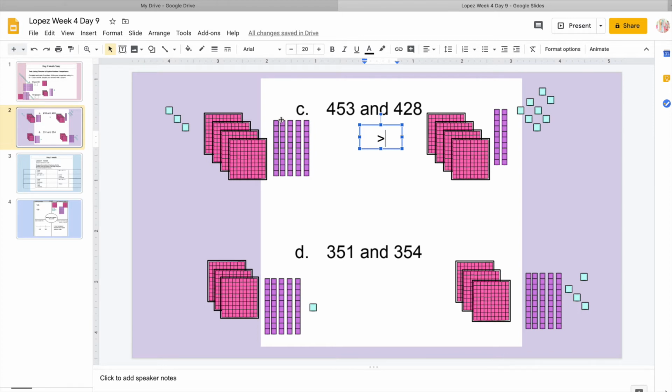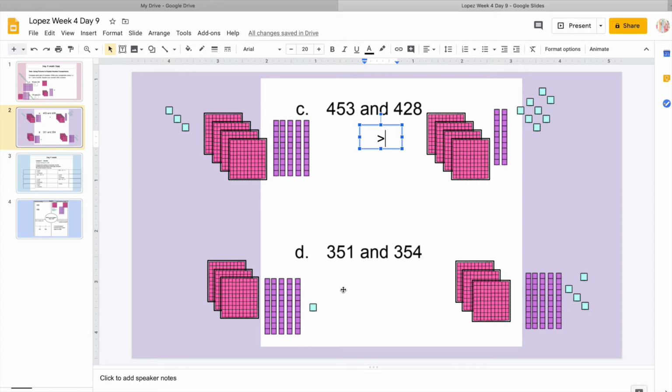And showing your work in blocks, you are just using those to represent each number. So here we have 453, 1, 2, 3, 4, that represents the 4. 1, 2, 3, 4, 5 10 bars, that represents the 5 in that tens column, and 1, 2, 3 ones, that represents the 3 in the ones column. And again, the same thing with 428. We have 1, 2, 3, 4 to represent the hundreds, 1, 2 tens to represent the tens column, and then we have 8 ones that represent the 8 in the ones spot.